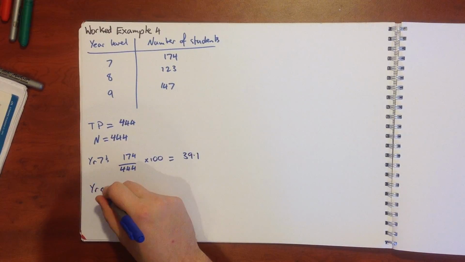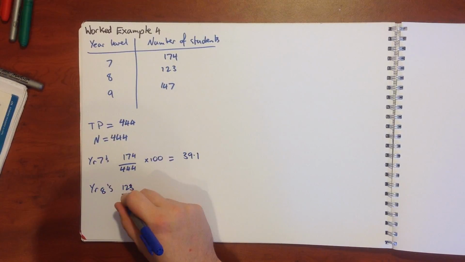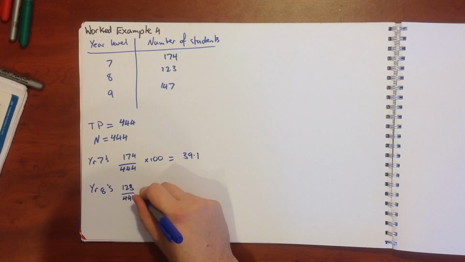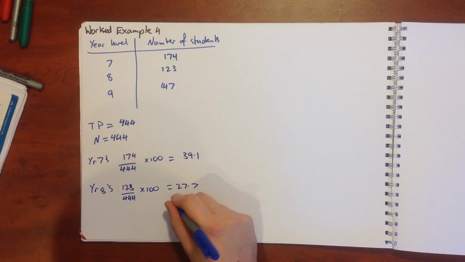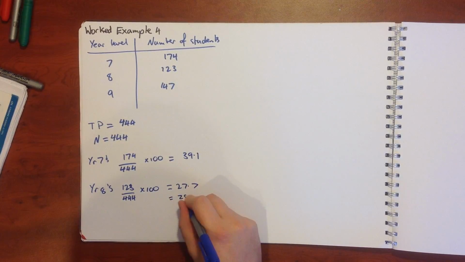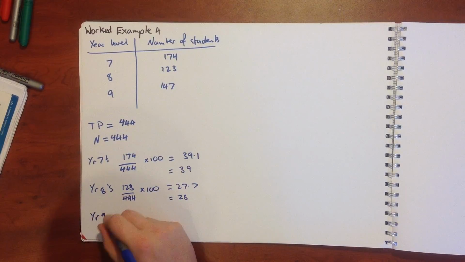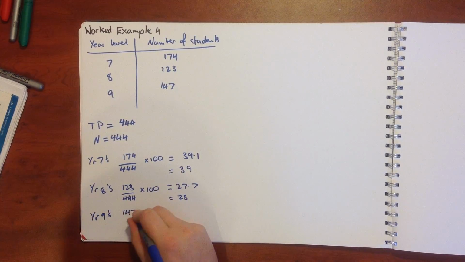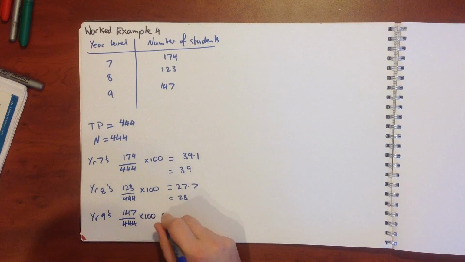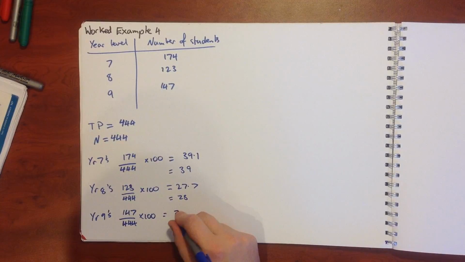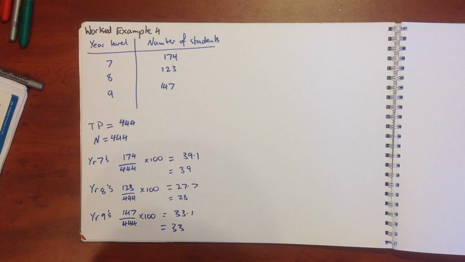For our year 8s, it's 123 over 444 times our 100. It means we get 27.7. So we should be 28 year 8s. And for our year 9s, that's 147 over 444 times our 100. It means it's 33.1, which is 33 students.